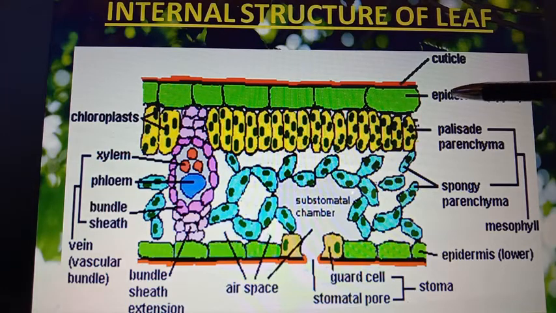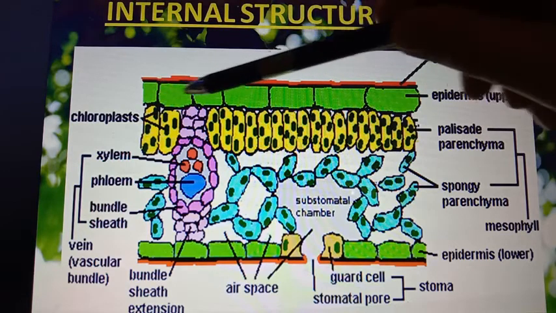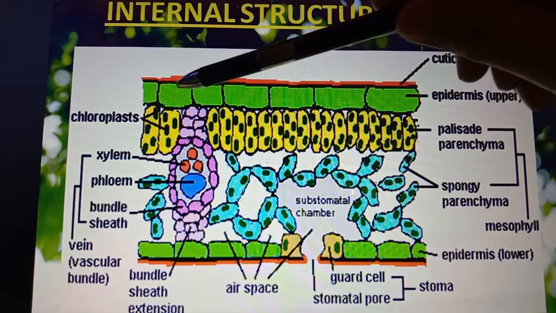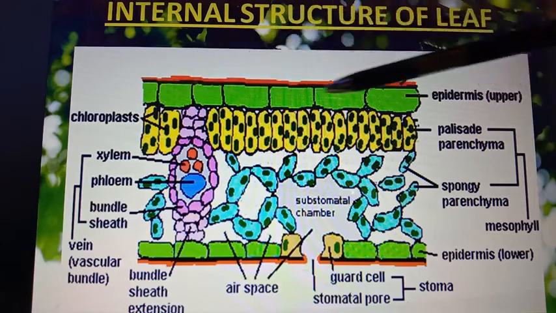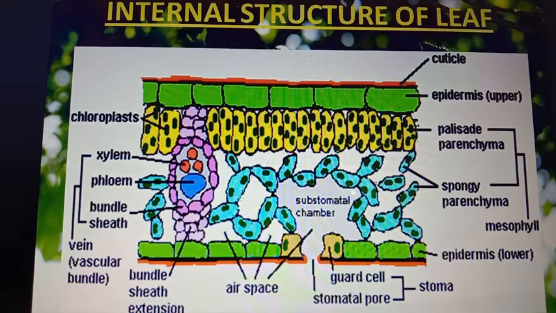Then, upper epidermis. This layer is made up of a single layer of cells which are irregular with thick cell walls. You can see here upper epidermis mainly consists of a single layer of cells which have thick cell walls.